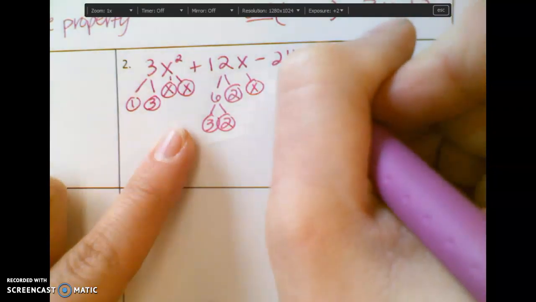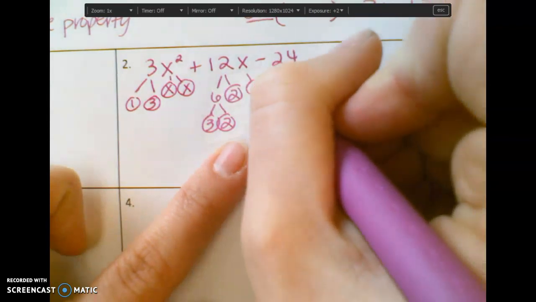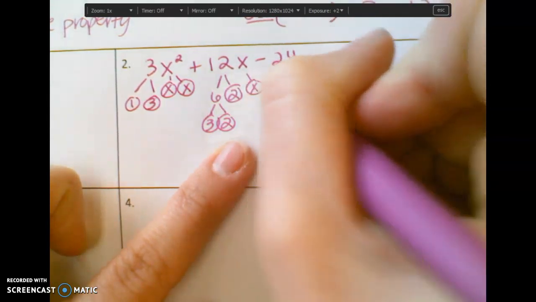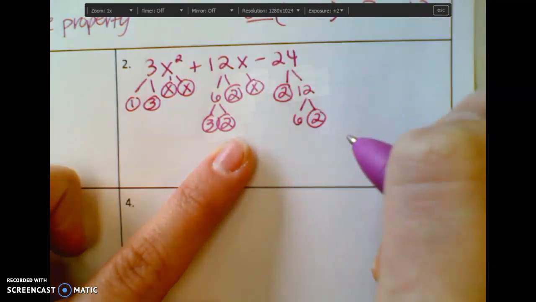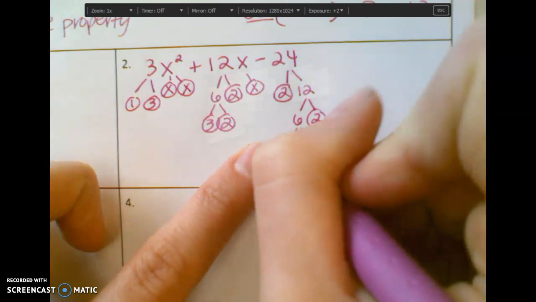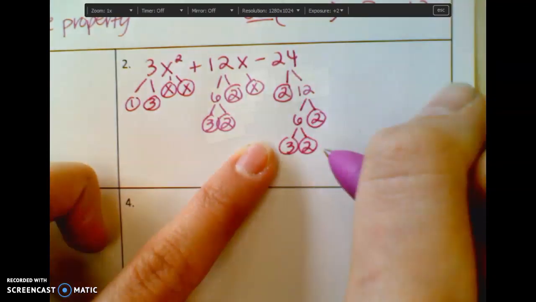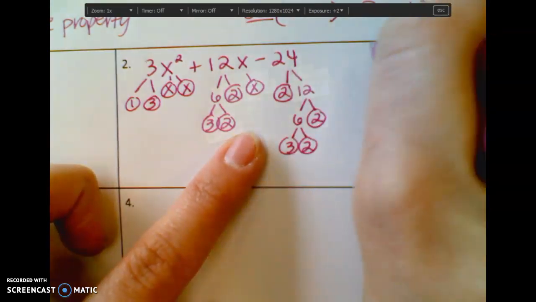Now 24. What can I multiply to get 24? I can multiply 2 and 12. 2 is prime, so what about 12? 12 I can multiply 6 and 2. 2 is prime. What about 6? 6 I can multiply 3 and 2. So make sure you go all the way to the prime factors, and that one does not have any x's. So now let's talk about our GCF.